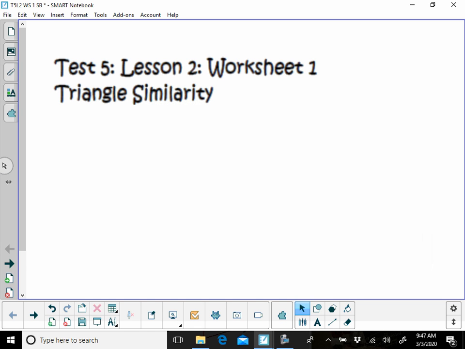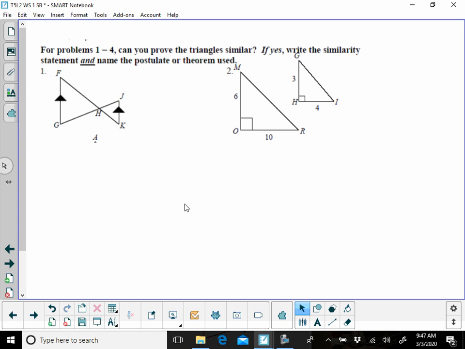All right, test five, lesson two, worksheet. One through four, you're just proving if the triangles are similar or not. If they are, they want you to write the similarity statement. So we're going to look first.